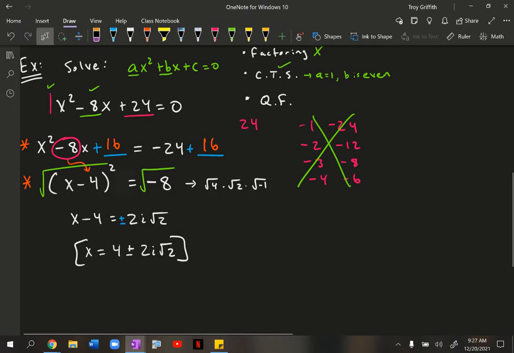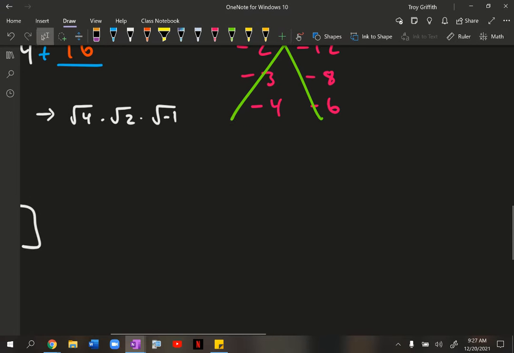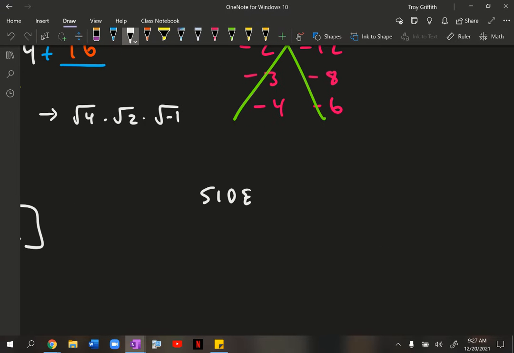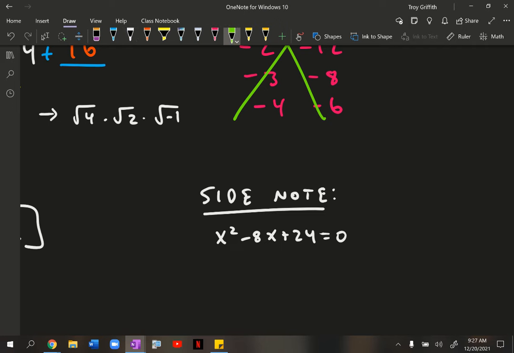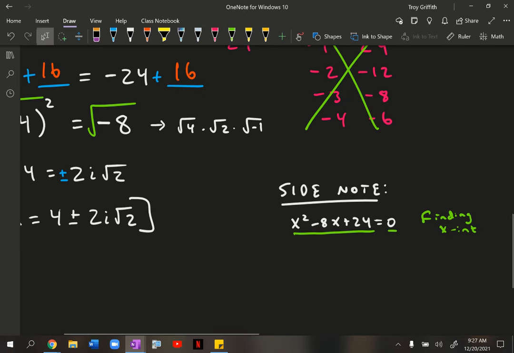I want us to do a little bit of a side note, but look at this equation again: x squared minus 8x plus 24 equals 0. If you think about this, and again, this is not necessarily pertinent for what we're doing here, but I'm going to note it anyways. When I set an equation equal to 0 and I solve for x, what I'm actually doing is finding the x-intercepts. What you'll notice here is that our x-intercepts are imaginary.